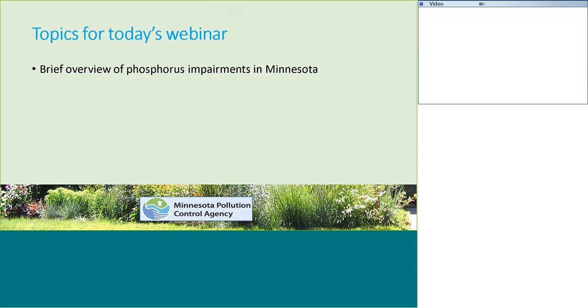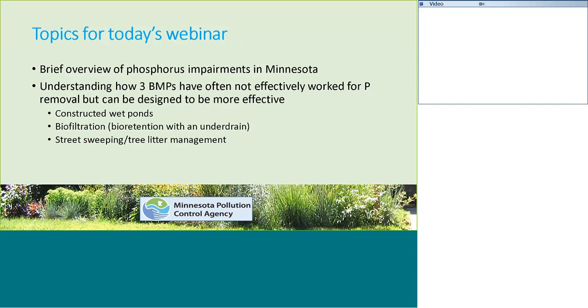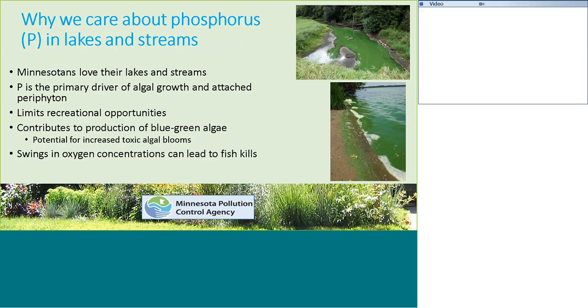So today I'm just going to give a real brief overview of phosphorus impairments and then turn it over to our three speakers. But the focus is going to be on understanding how 3 BMPs that are commonly used have maybe not worked quite as effectively as we had hoped or liked them to work. And those 3 are constructed wet ponds, biofiltration or bioretention systems that have an underdrain, and then street sweeping and tree litter management, which is kind of a broad category, but covers a lot of topics.